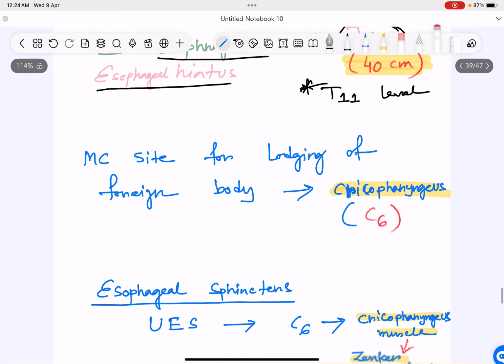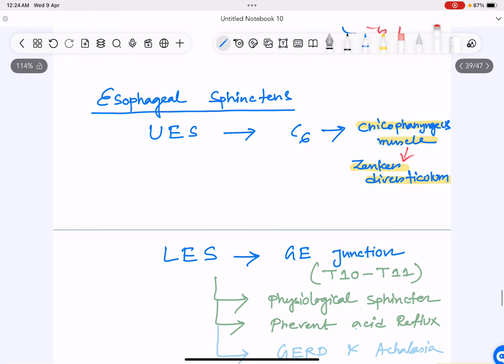Now the sphincters. We have the upper esophageal sphincter and the lower esophageal sphincter. The upper esophageal sphincter is at the level of C6, formed by the cricopharyngeus muscle. Weakening of this cricopharyngeus muscle is responsible for Zenker diverticulum. So remember, upper esophageal sphincter, C6 level, cricopharyngeus muscle.